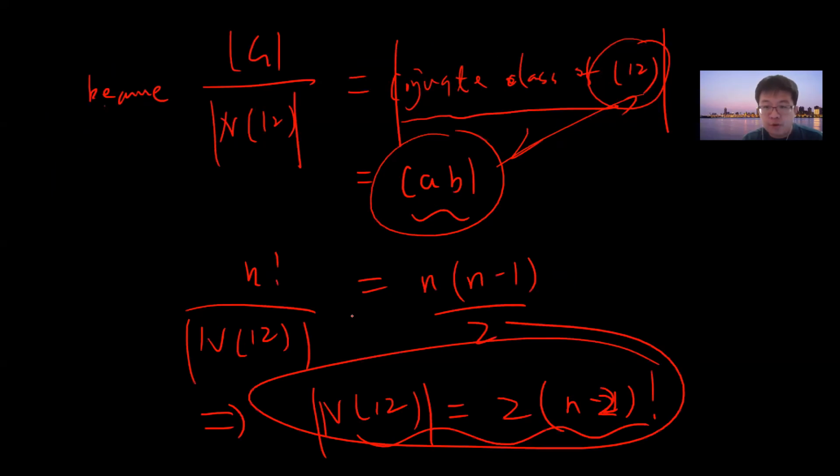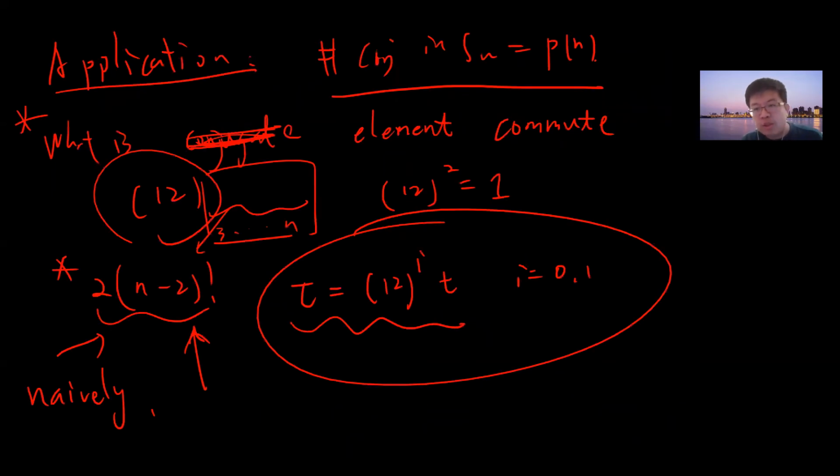Okay, so this is the first application. This application says that you can prove that everything commuting with (1 2) must look like this form, where t does not commute with (1 2). Okay.